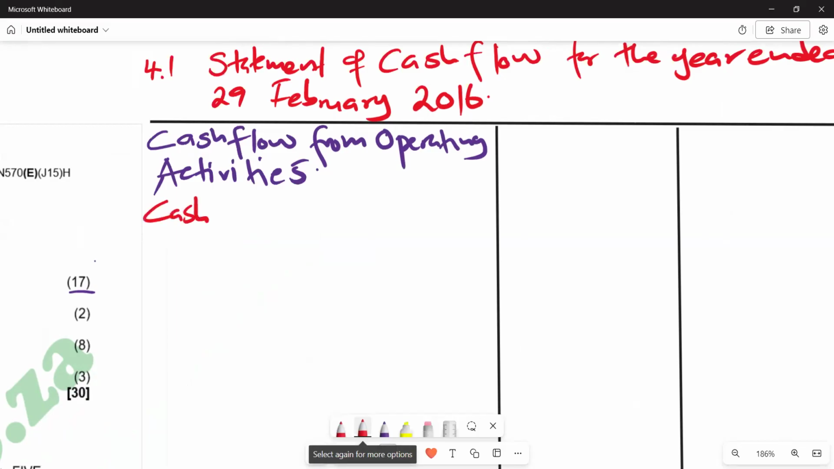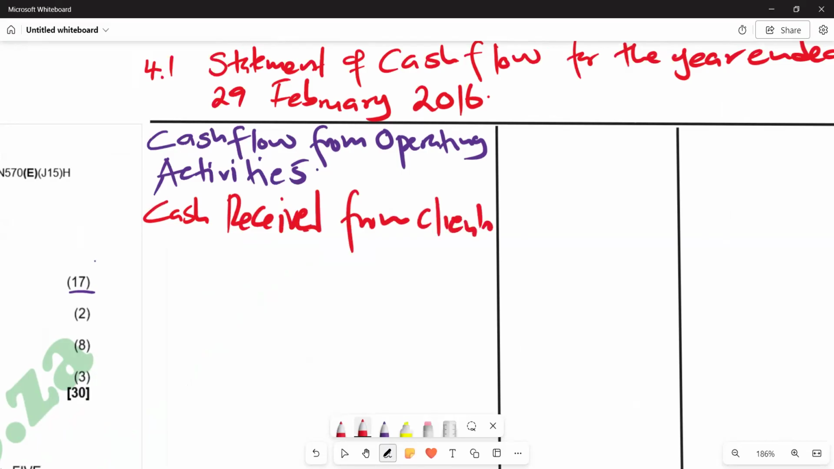Cash received from clients. This is the figure that we calculated last period. And then we've also got cash paid to suppliers and employees.